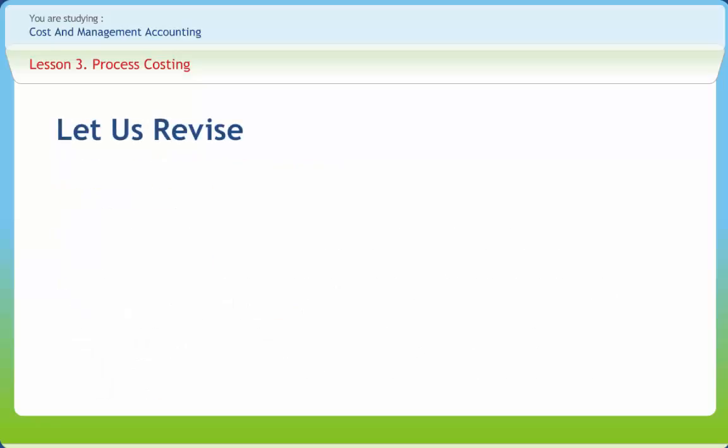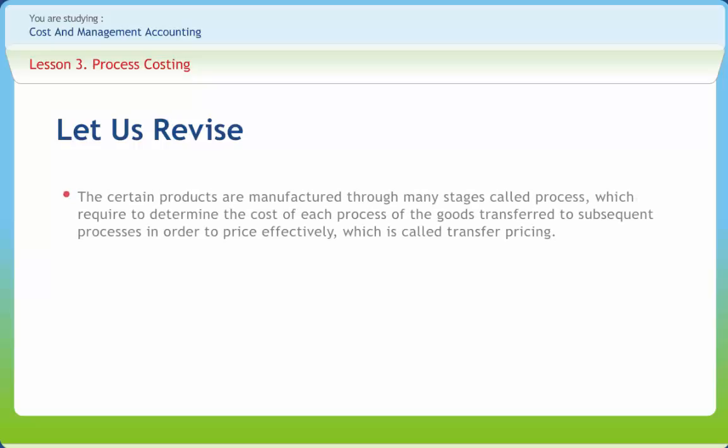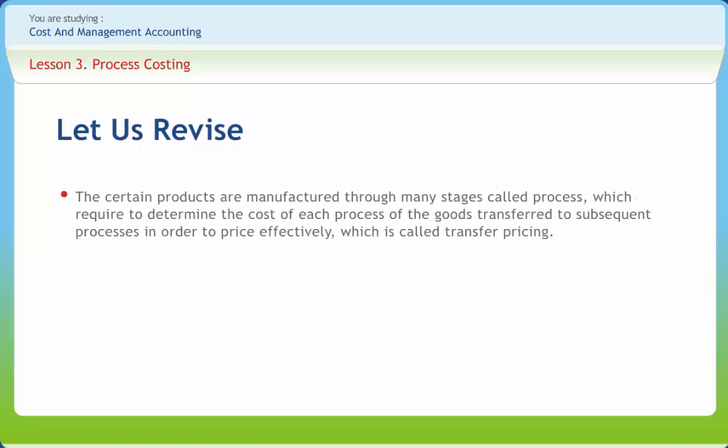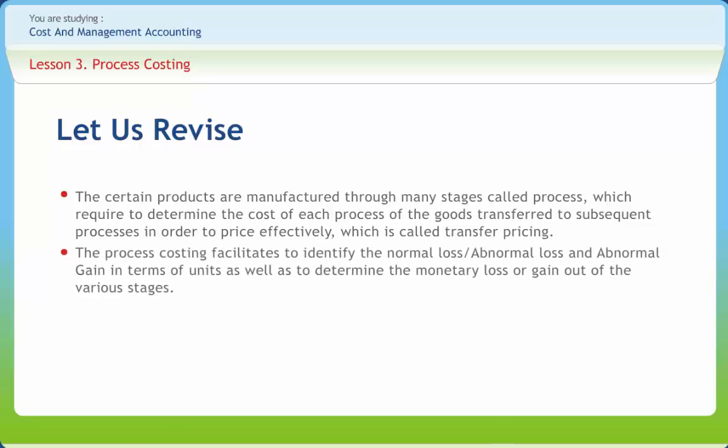Before we end, let us briefly revise what we have studied so far. Certain products are manufactured through many stages called processes, which require determining the cost of each process of the goods transferred to subsequent processes in order to price effectively, which is called transfer pricing. Process costing facilitates identifying the normal loss or abnormal loss and abnormal gain in terms of units, as well as determining the monetary loss or gain out of the various stages.